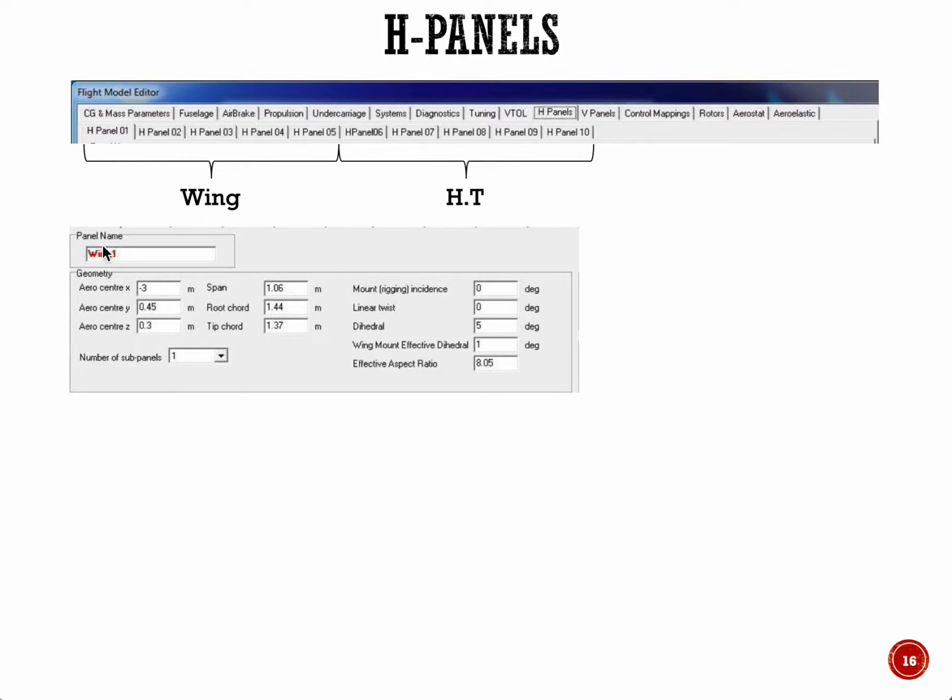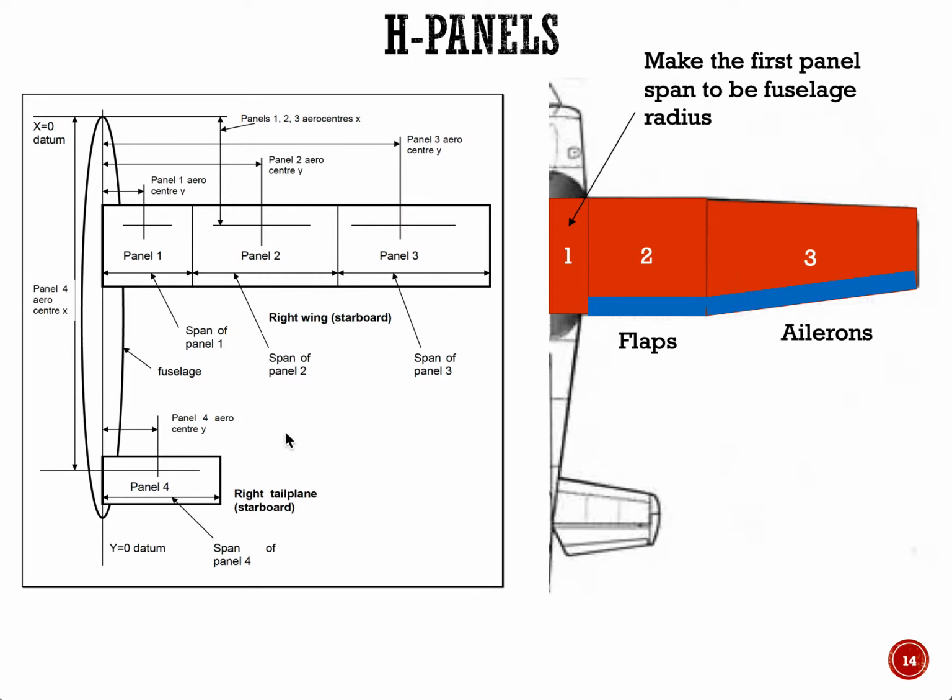It's where you include a panel name. The first panel, as I said, is basically embedded in the fuselage. The reason is because the panel starts at the fuselage center line, right? And if you have a flap section in here, you cannot deflect it, right? Obviously there's a fuselage. That's the reason why the first panel of the wing should have a span equal to the fuselage radius.